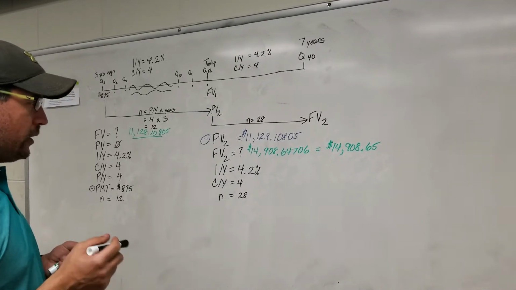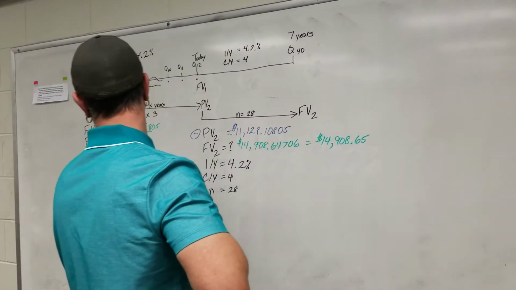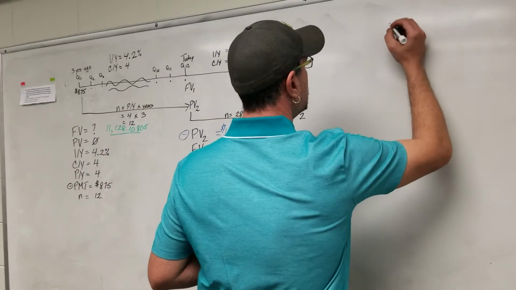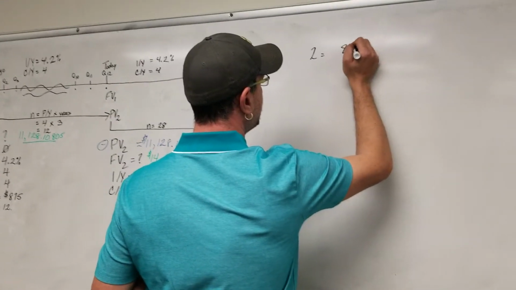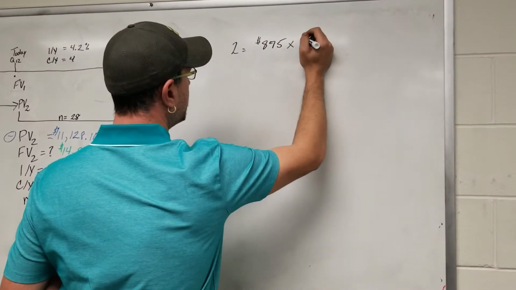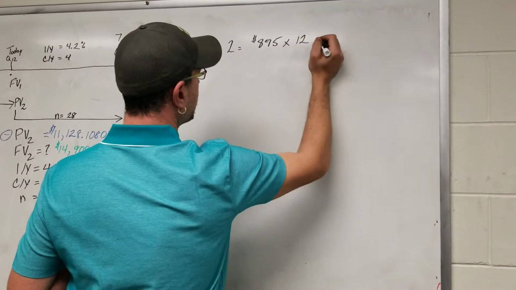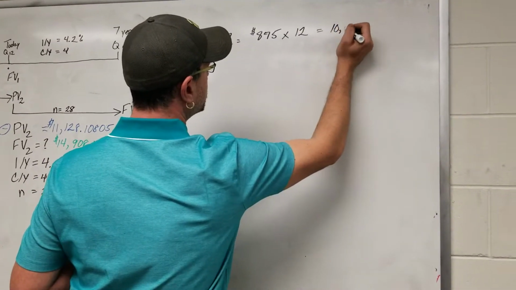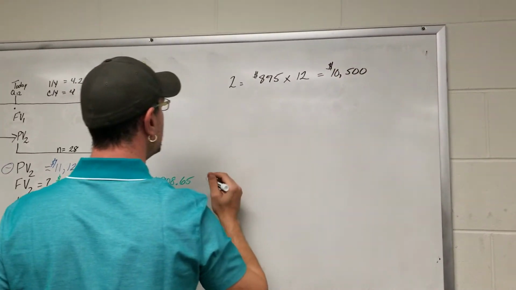To find out how much Zane contributed, which would be question part 2, we will take his $875 payment multiplied by the number of times he's paid it, which is 12, and we arrive at $10,500 for Zane's contribution.